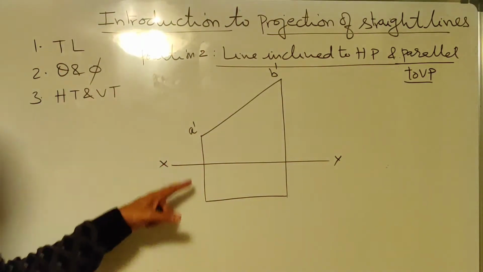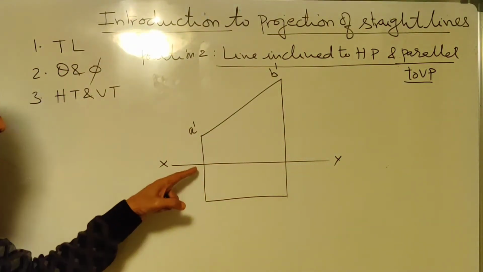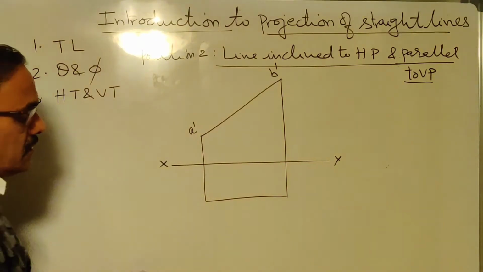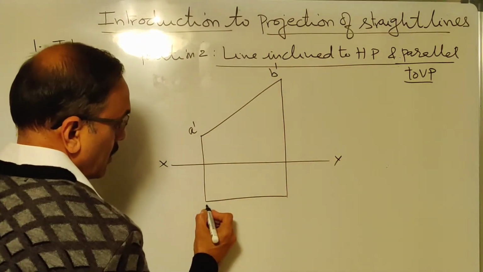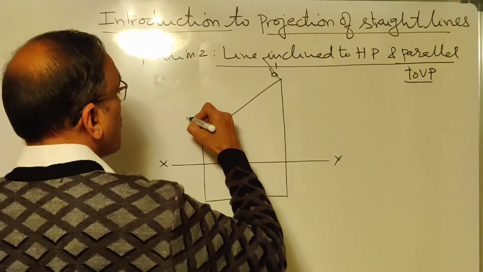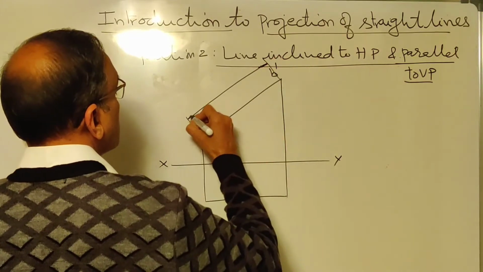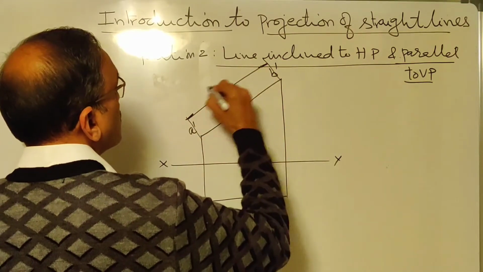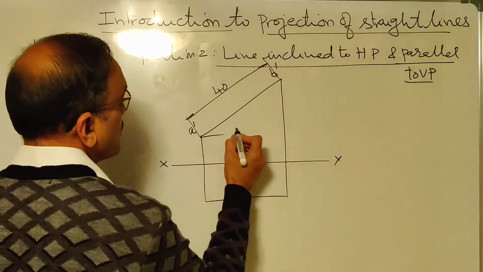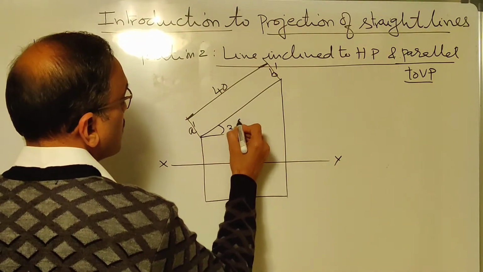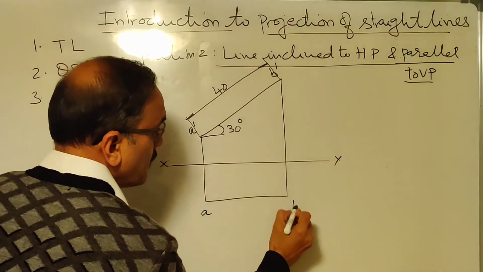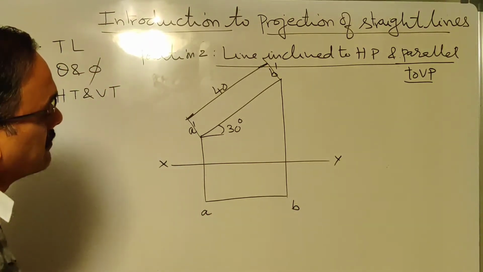So this distance can be any distance. Similarly, this distance also you can take any distance. This is true length. Let me take it as once again 40 mm. Let us say this angle is some 30 degrees. This is the top view, A, B.